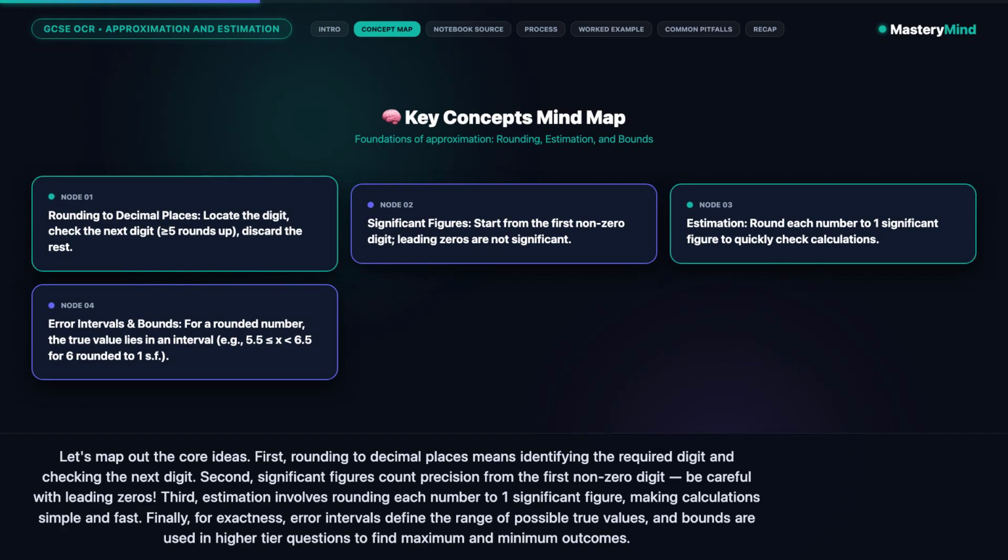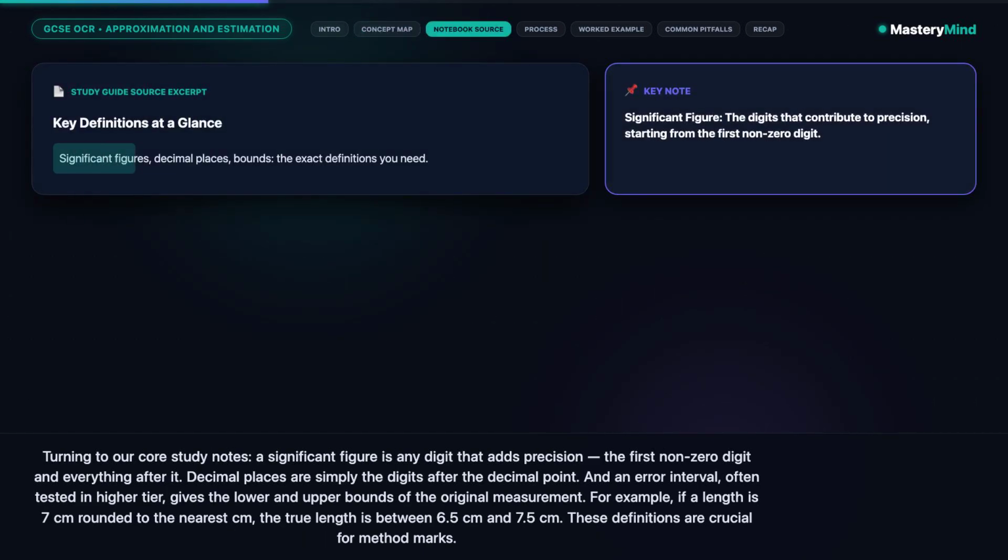Turning to our core study notes, a significant figure is any digit that adds precision, the first non-zero digit and everything after it. Decimal places are simply the digits after the decimal point. And an error interval, often tested in higher tier, gives the lower and upper bounds of the original measurement. For example, if a length is 7 cm rounded to the nearest cm, the true length is between 6.5 cm and 7.5 cm. These definitions are crucial for method marks.